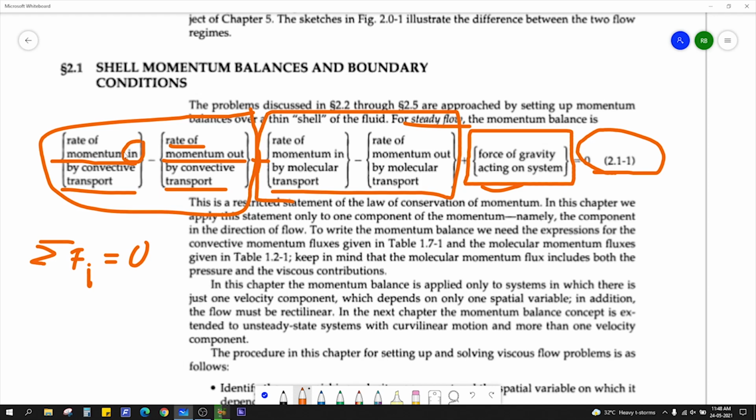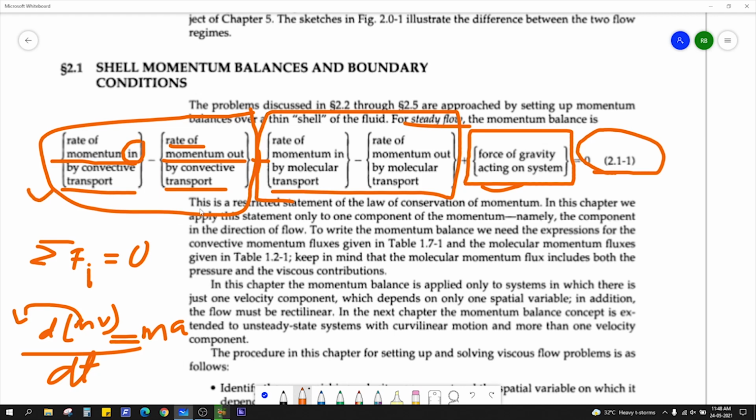How? Because the rate of momentum is nothing but force, right? It is Newton's second law. The rate of change in momentum is directly proportional to force, right? And the rate of change of momentum is nothing but d(mv)/dt, and since m is constant you can take it out, right? So m dv/dt, and dv/dt is nothing but acceleration, so force is mass into acceleration, so it is nothing but force.